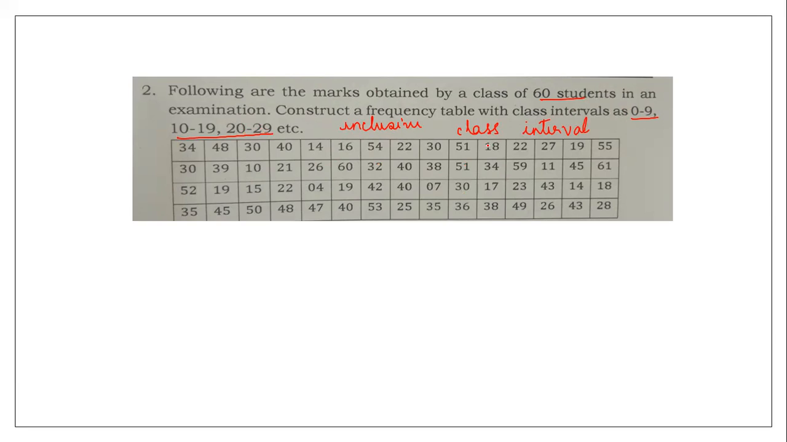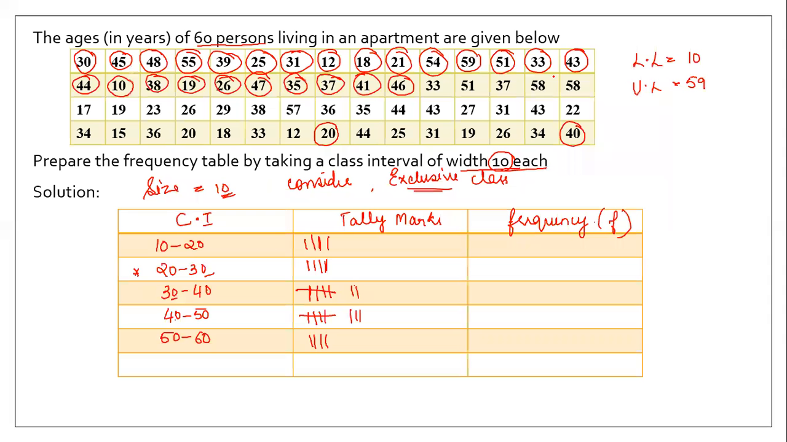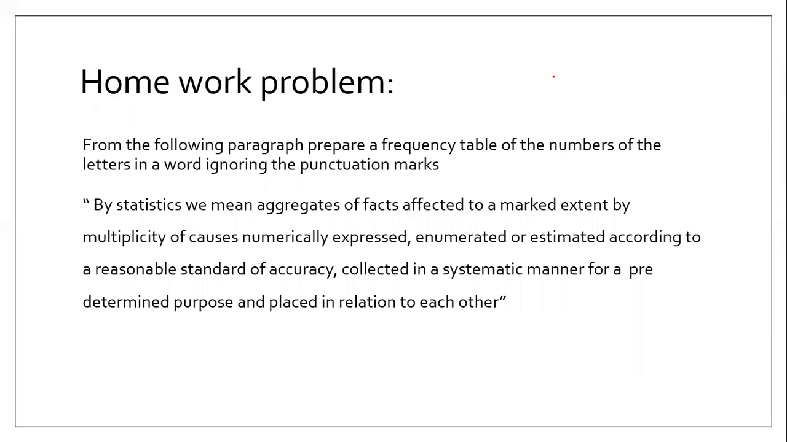That means you have to see which is the highest value. Okay, till then you have to go on writing the class intervals, put the tally marks, make the frequency table, okay, and find the total of the frequency. That total should match with this 60. Okay, so these are the homework problems 1, 2. Complete this problem also, 3. Okay, and here one problem, 4. So these 4 are the homework problems for you.